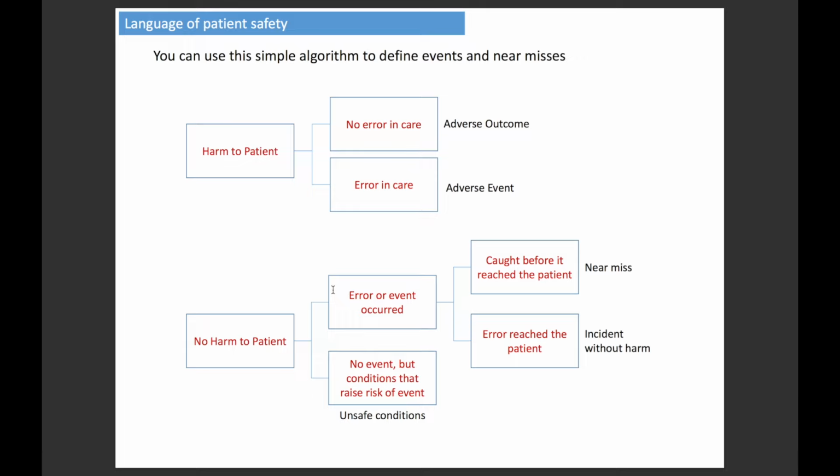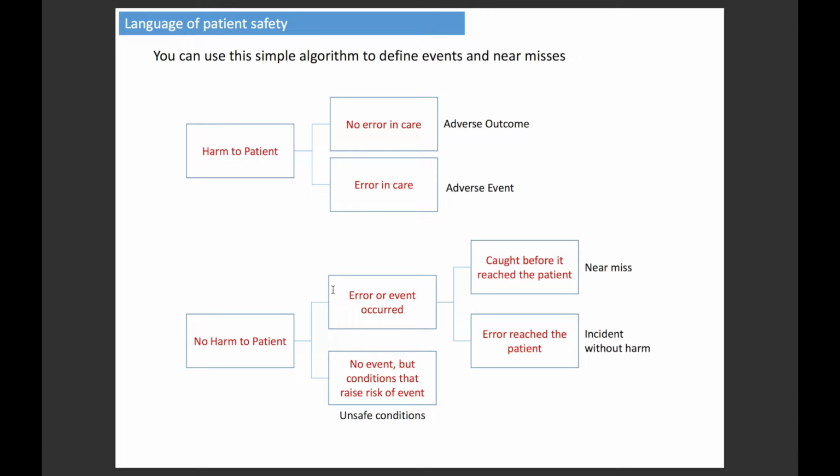But the other way to think about it, there could be no harm to the patient, but there could be unsafe conditions. So let's say the staffing was short. A nurse had to pick up an extra patient, and that led to the delivery of an antibiotic. So there's no harm, but the conditions were there that raised the risk that harm could have occurred. And so it's really important to understand unsafe conditions, because if you can begin to understand unsafe conditions, you can see how you can prevent harm to the patient.